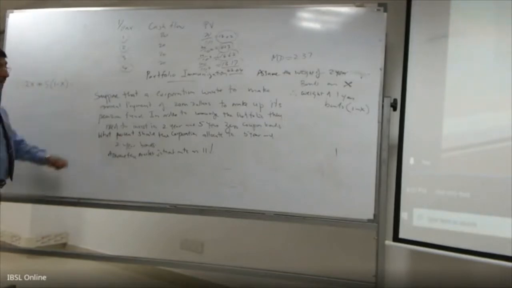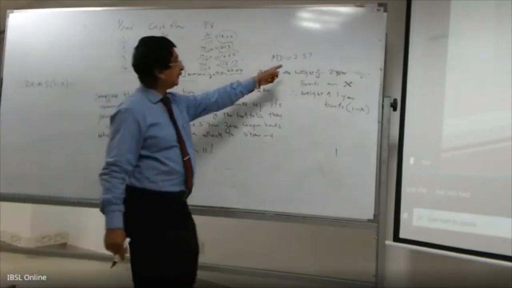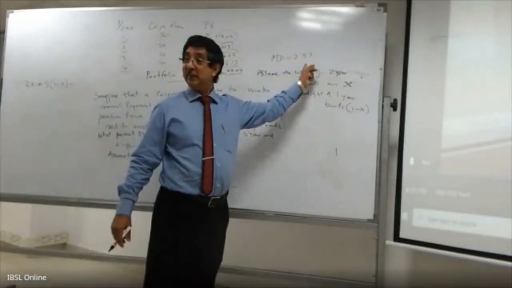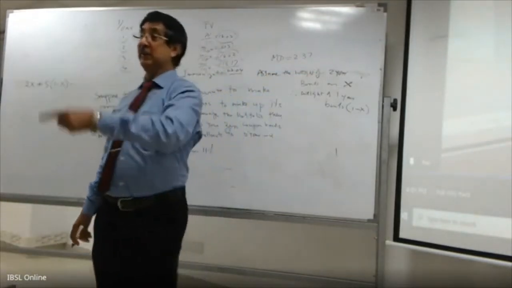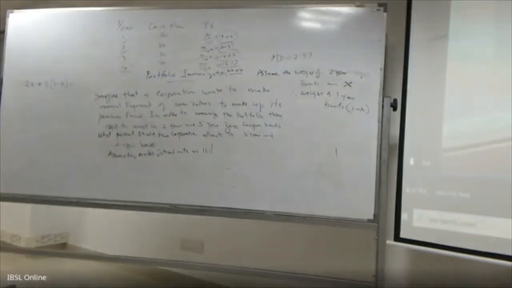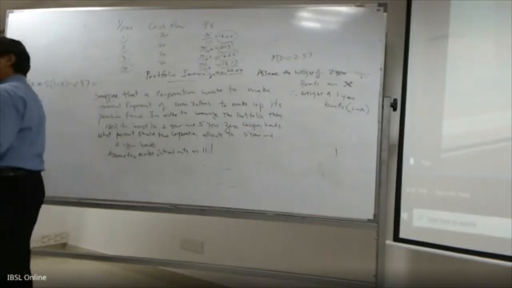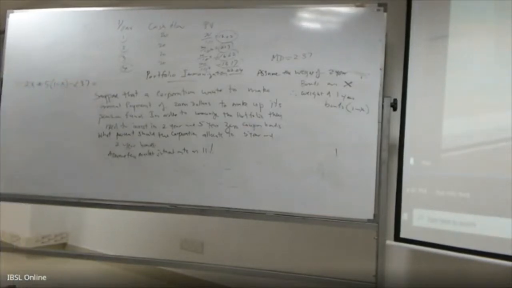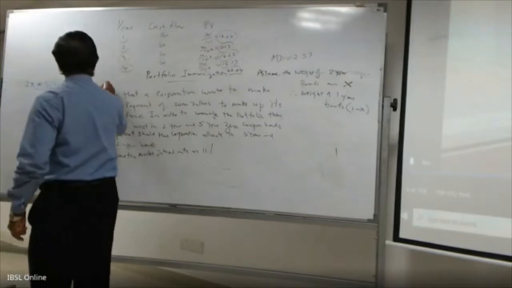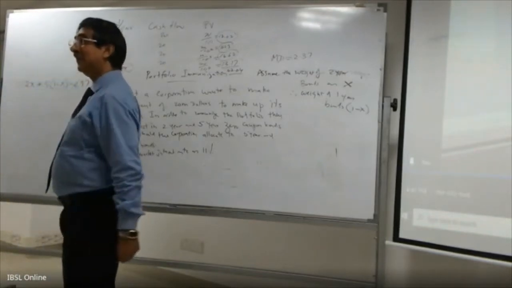And the other one, what is the duration of that one? 2.37. It's a minus duration, as I told you earlier, because it's a liability. Since they form an immunized portfolio, the total duration will be 0. Then we can put it as equal to 0. Right?